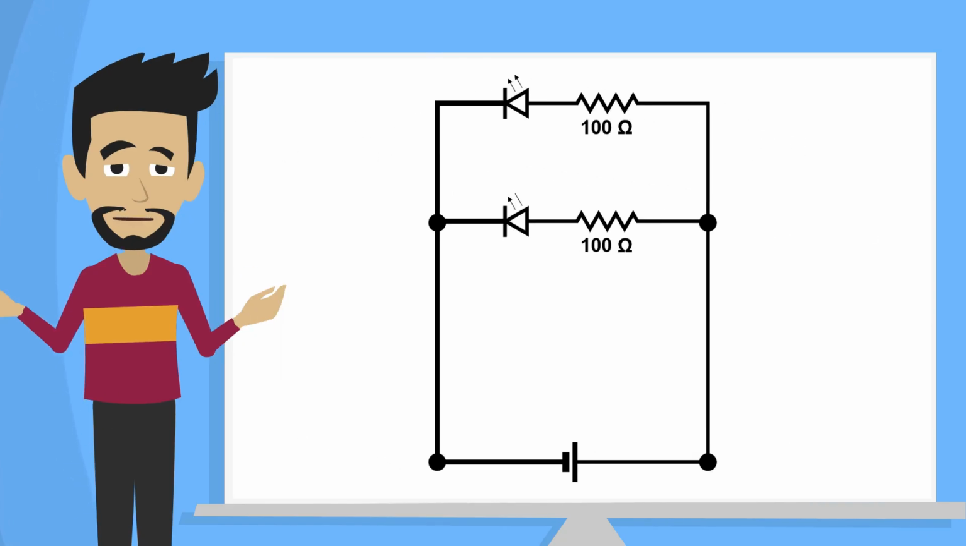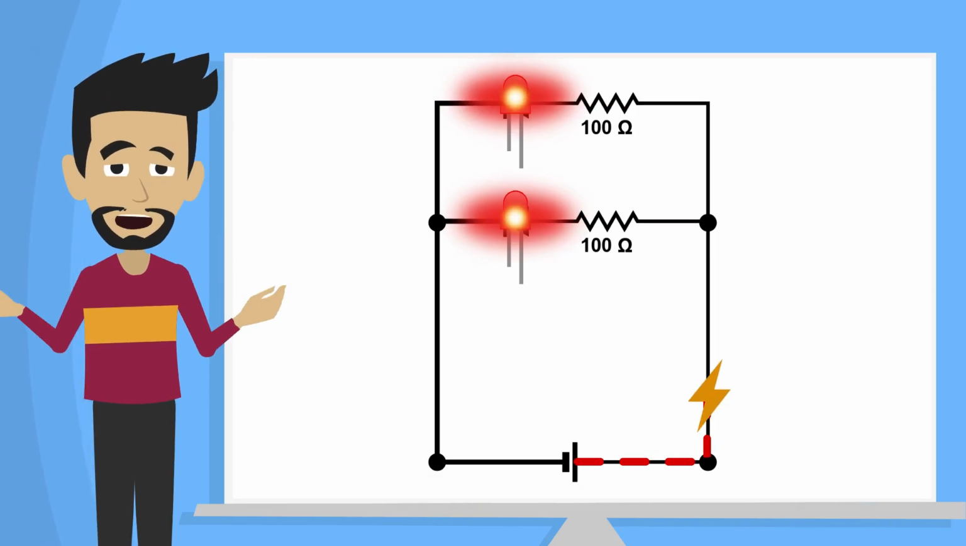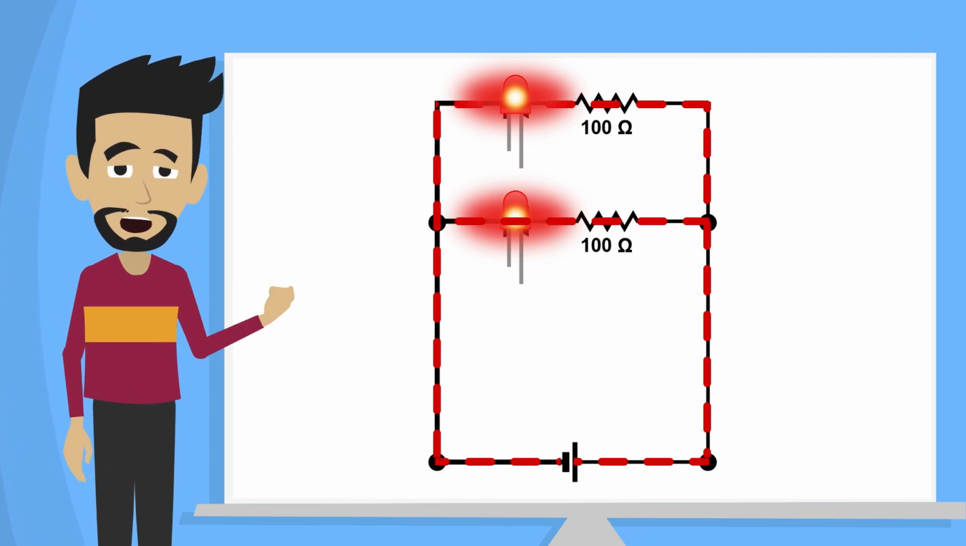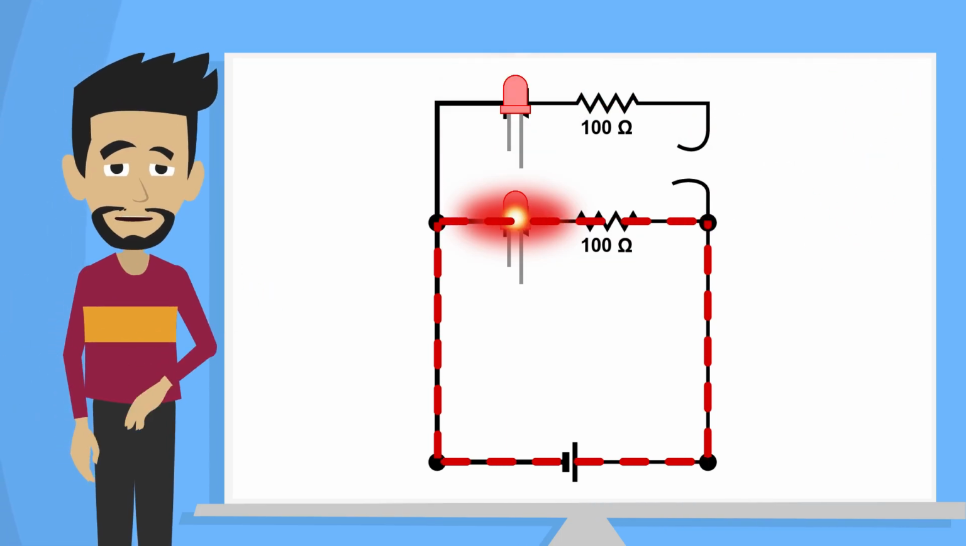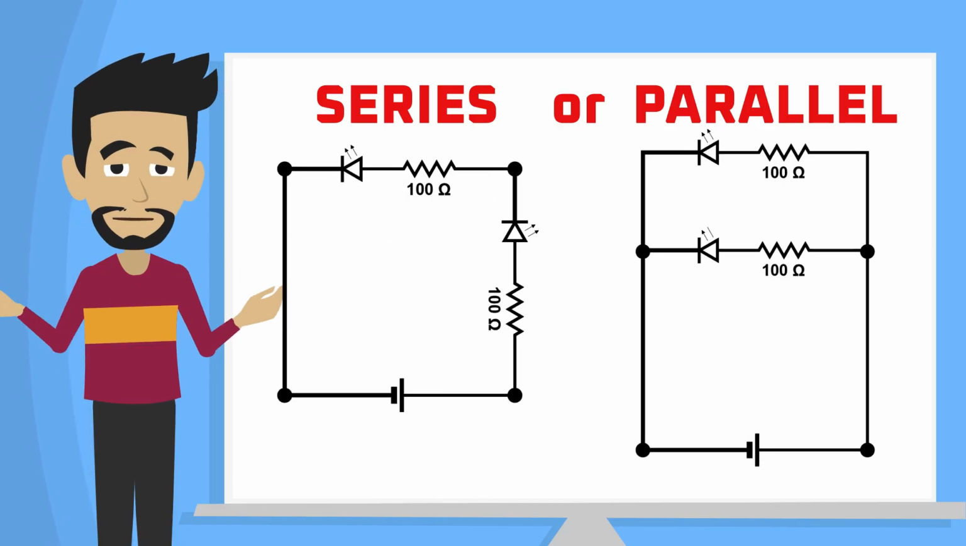This second one is a parallel circuit. It's called parallel because there's two separate paths running side by side. In this circuit, some of the electricity will flow through one path and some will go through the other. If there's a power disruption in one side, the other will keep working. As the engineer, you will choose which type of circuit will be the best fit.